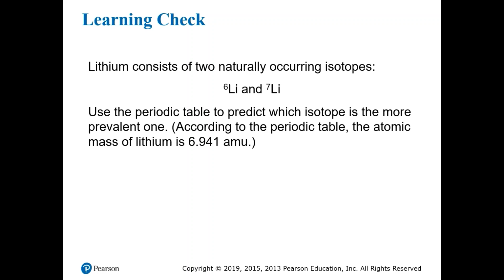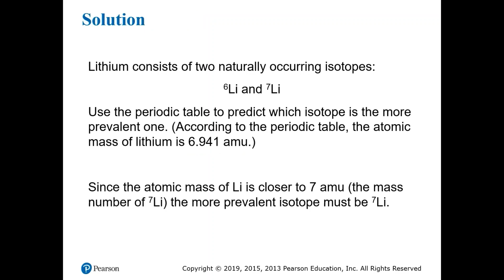Here's the example again with lithium, right? Lithium-6 and lithium-7 are the two possible isotopes. And this is saying use the periodic table to predict which isotope is the more prevalent one. So when it says that, what it means is look on the periodic table and find that the actual weighted average atomic mass is 6.941. Once you know that, then you can see that that actual weighted atomic average is much closer to 7 atomic mass units, which is what we would expect the mass of lithium-7 to be. That's close to the mass number of lithium-7. And so therefore, the most prevalent isotope must be lithium-7.